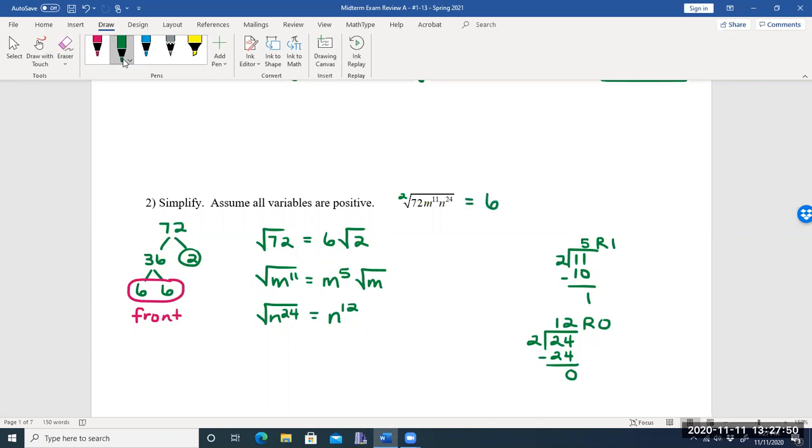The last thing I need to do is just put this together. So the 6 is in front, m to the 5th is in front, n to the 12th is in front, and then left underneath we've got a 2 and an m. So that is our simplified square root.